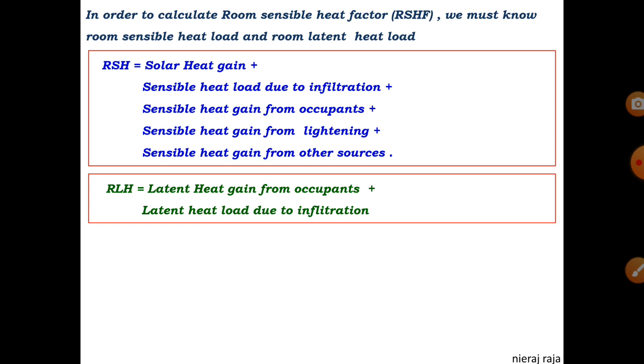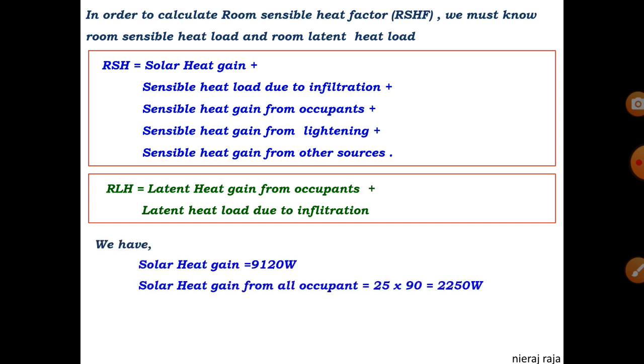Now, in previous problems all these were directly given: RSH is so many watts, RLH is so many watts, substitute the values and get the RSHF. But here you will have to take all the values into consideration. In the given data we had these things. Solar heat gain was 9120 watt; we will keep it as it is. Next should be the sensible heat gain from all occupants, that should not be solar, that should be sensible heat gain from all occupants.